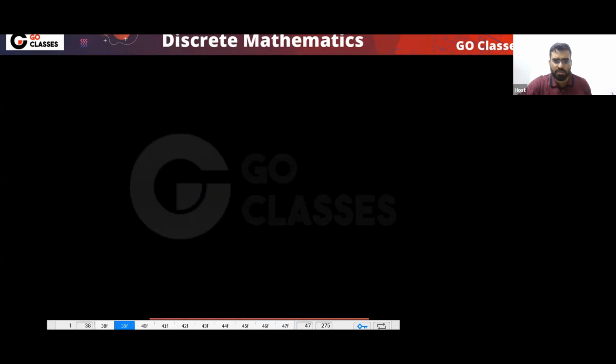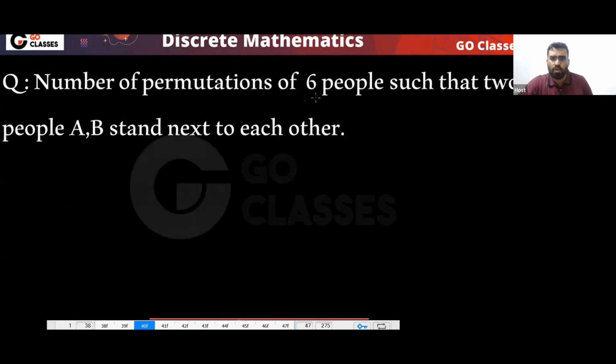Now what is the answer for this question? The number of permutations of 6 people such that 2 people, A comma B, stand next to each other.